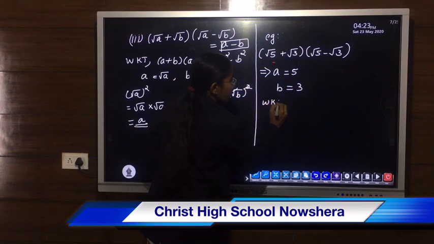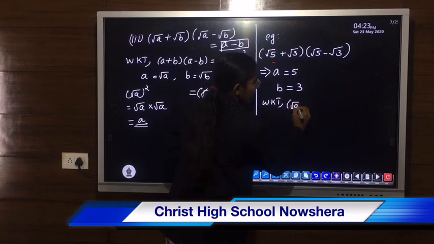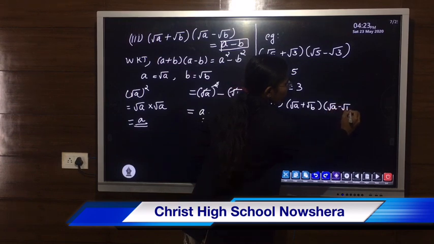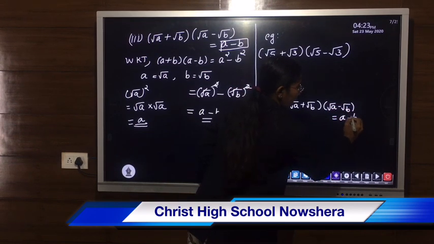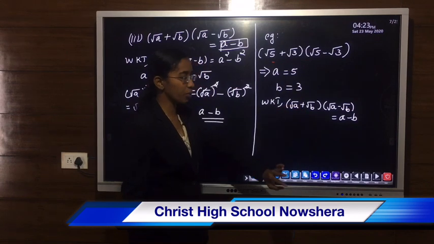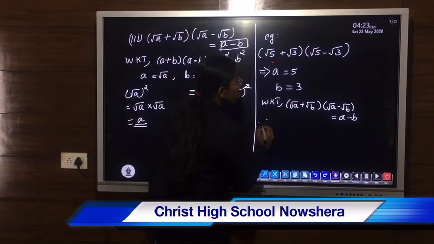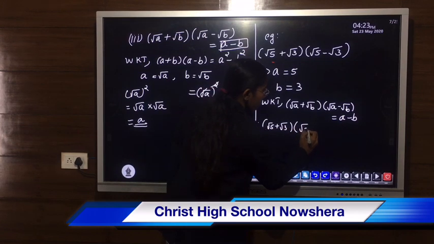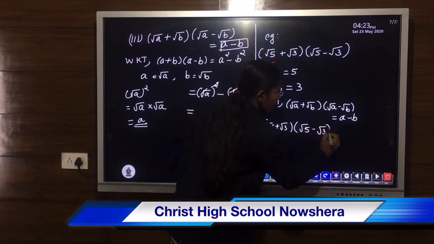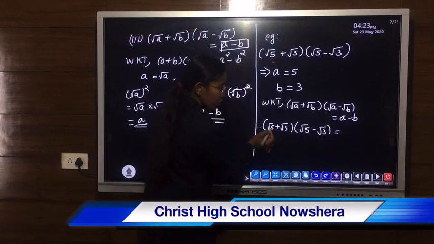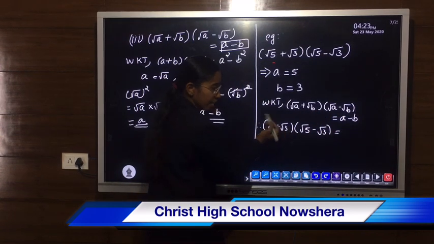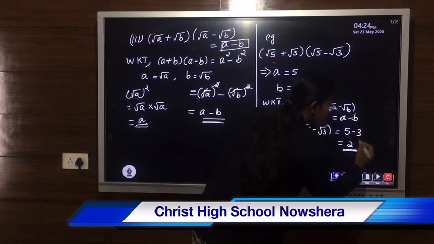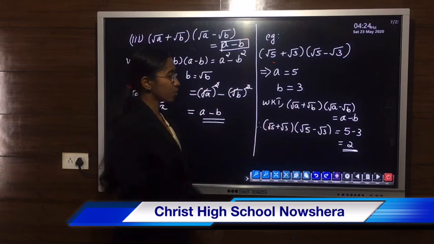So we know that root a plus root b into root a minus root b equal to a minus b. Using this equation, substitute the value. Therefore, root 5 plus root 3 into root 5 minus root 3 equal to, here at the place of a, which number is here? 5, and at the place of b here 3. So the value is 5 minus 3, that is equal to 2. So our answer is 2.